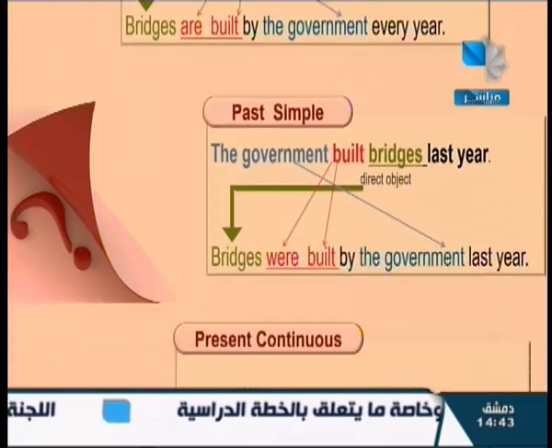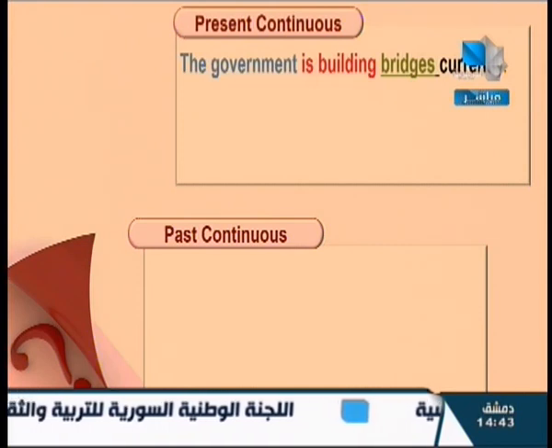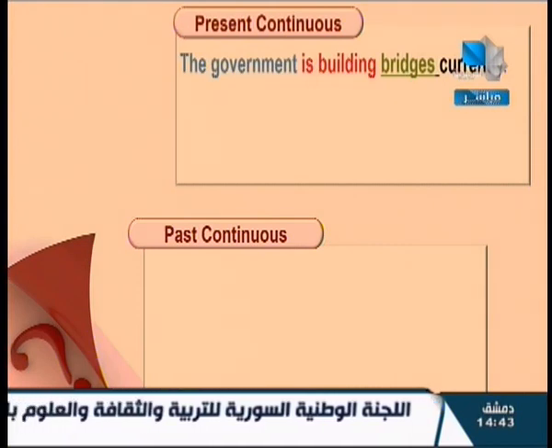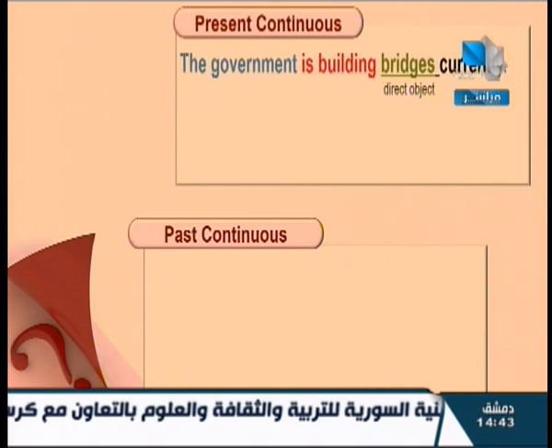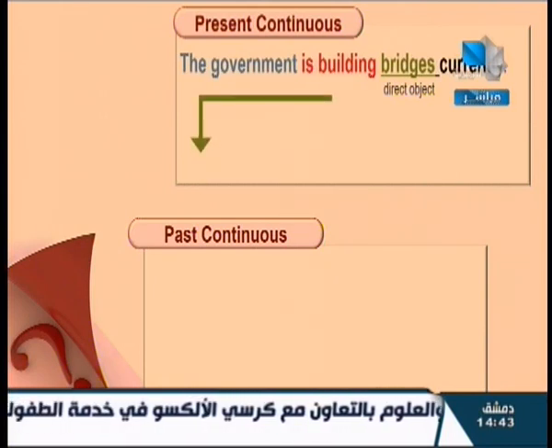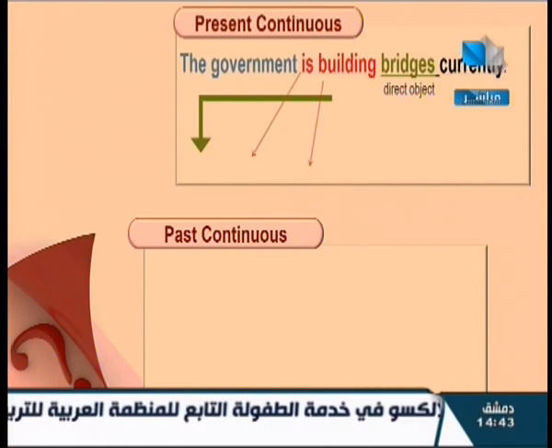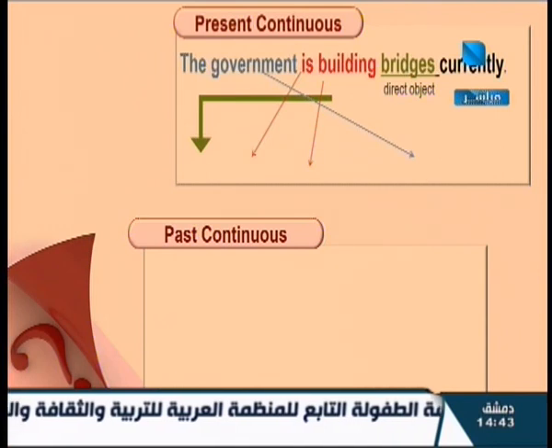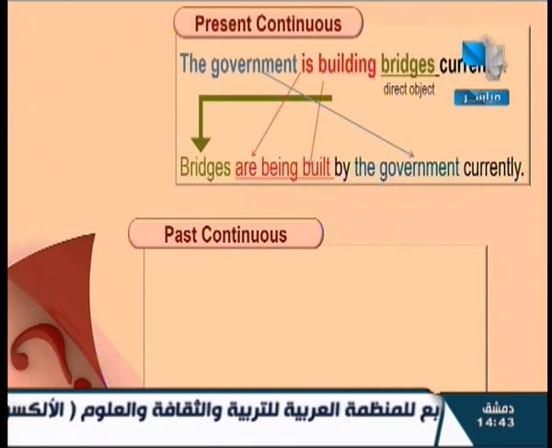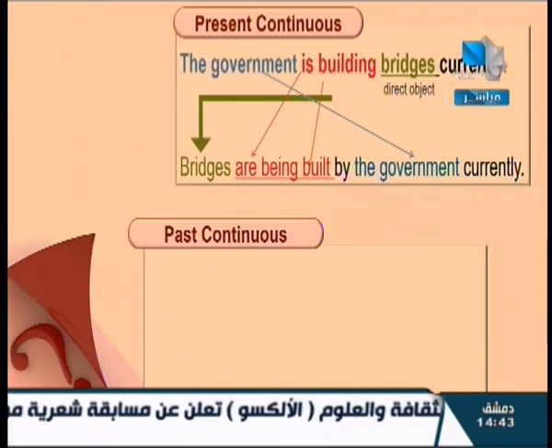Present continuous. The government is building bridges currently. Here it's in the present continuous. We have to put the object first, bridges. Then we have to put be in the correct form. Bridges are, then being, because it's in the continuous form. Then we have to put the past participle of the main verb, built. Then the agent, by the government, and the additional information from the sentence.